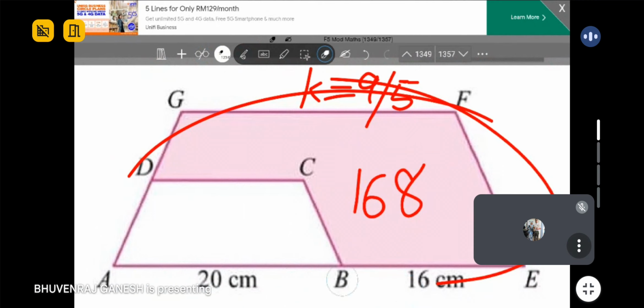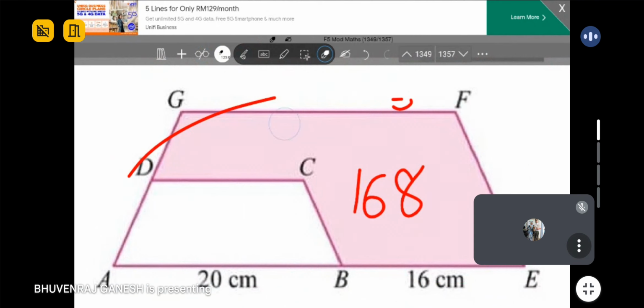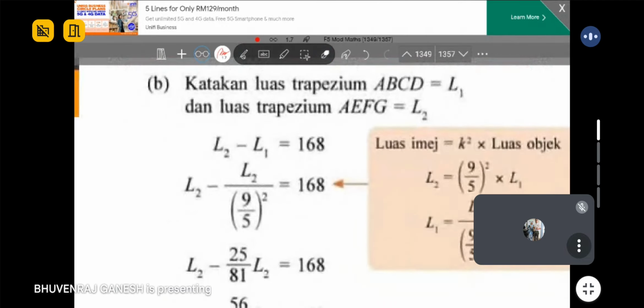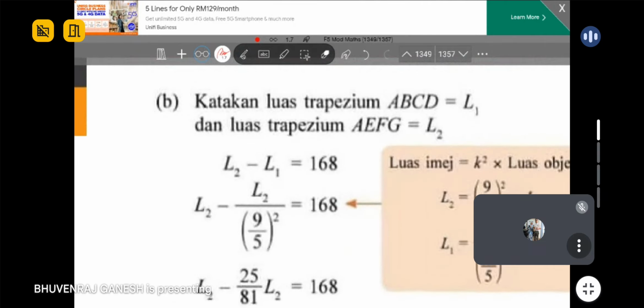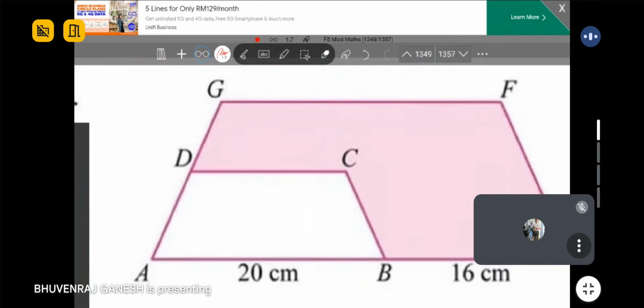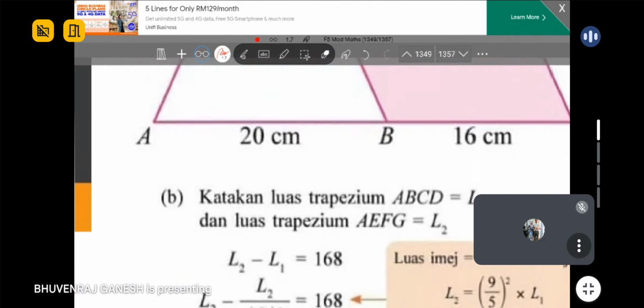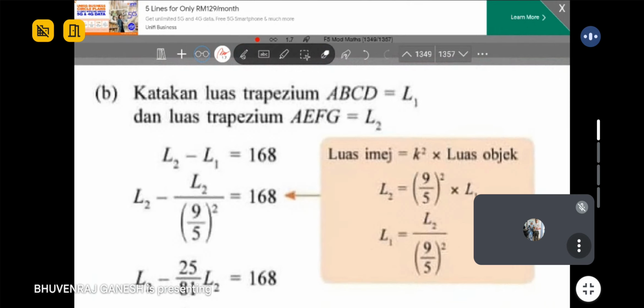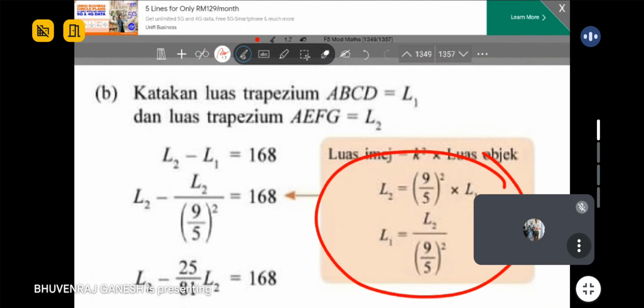So how do I find the shaded region? Total minus unshaded, correct? That is the concept we use. So for the unshaded, how are we going to find the area of this trapezium? Basically we use the area of image equal to k square times object. So this is how they get L1. L2 we don't know, L1 we don't know, but we know the scale factor.